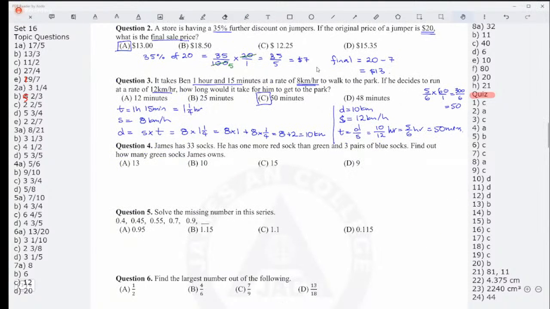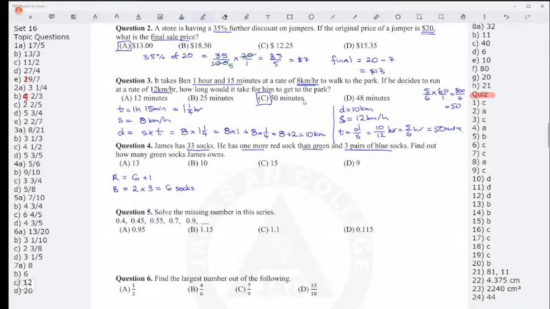Okay, let's keep going before we run out of time, because that's my plan, trying to keep it on track. So we have 33 socks. He has 1 more red than green. So I'm going to just write this as the equation. So red is equal to green plus an extra 1 because there's 1 more red. 3 pairs of blue. Now, remember, a sock is 1 sock. A pair means 2 socks. So blue is equal to 2 times 3 pairs, which gives you a total of 6 socks altogether. Find out how many green socks he owns.